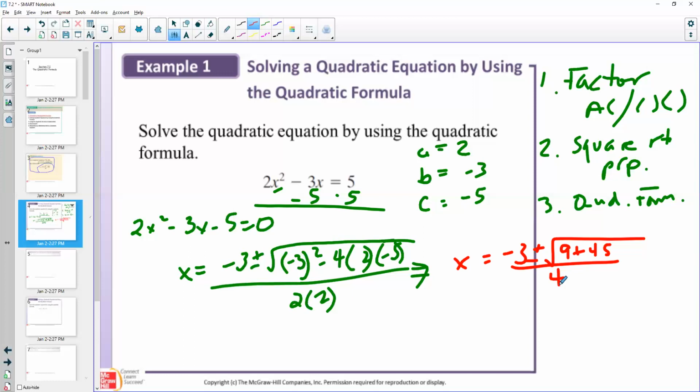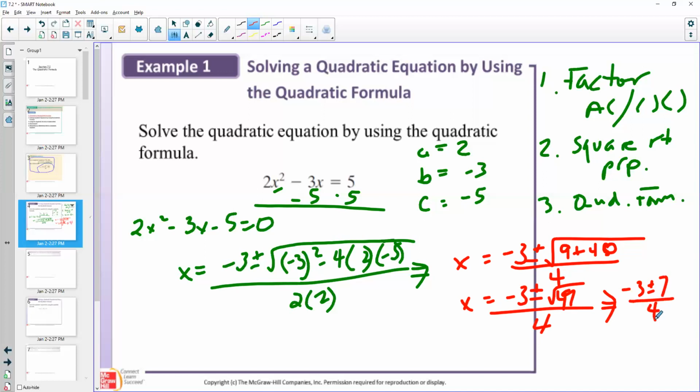9 plus 40. Did I get 45? 8 times 5 is 40. I have a little bit of a cold, so forgive me in advance that this video sounds a little ridiculous. So I have negative 3 plus or minus the square root of 49 over 4. I know the square root of 49 is 7. So I have negative 3 plus or minus 7 over 4.